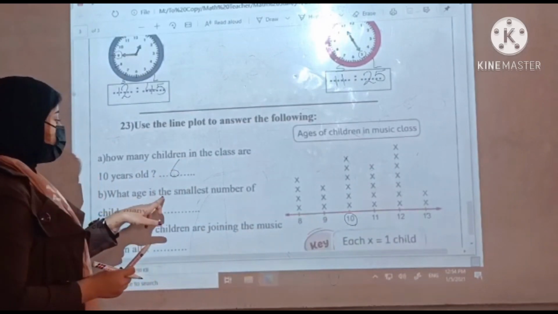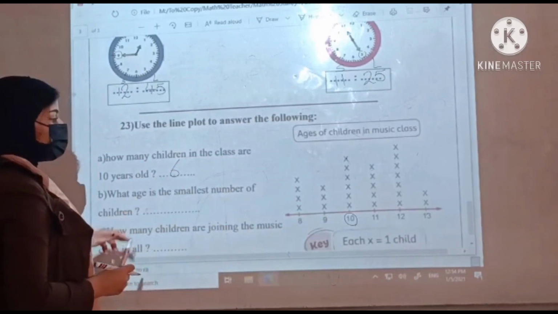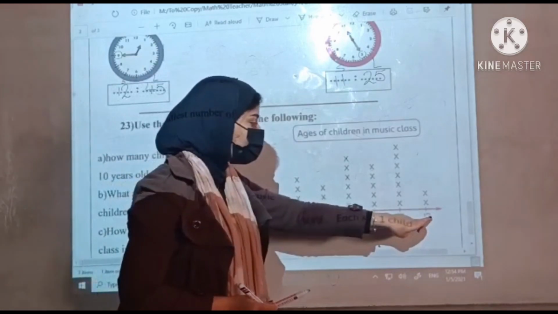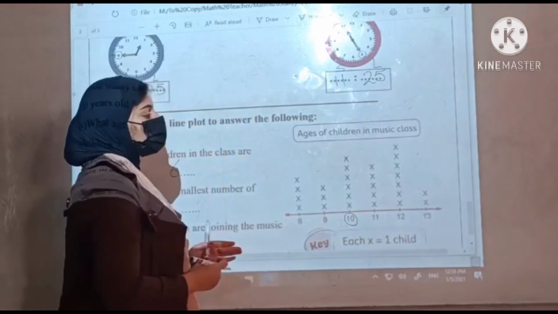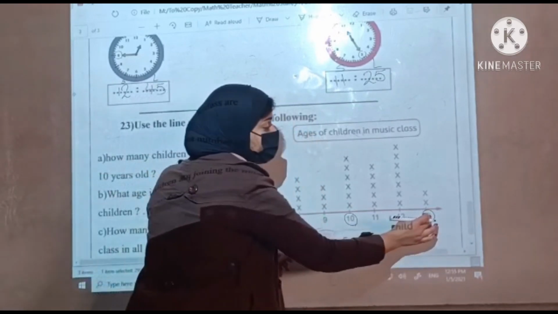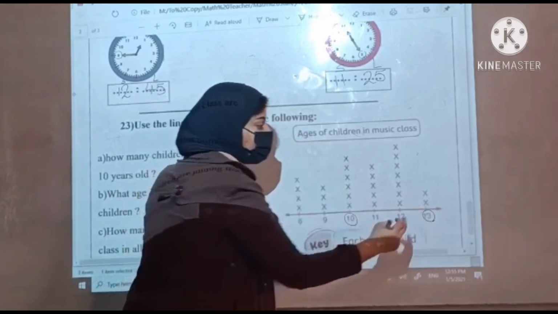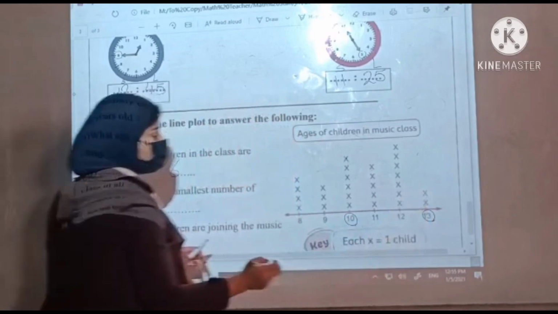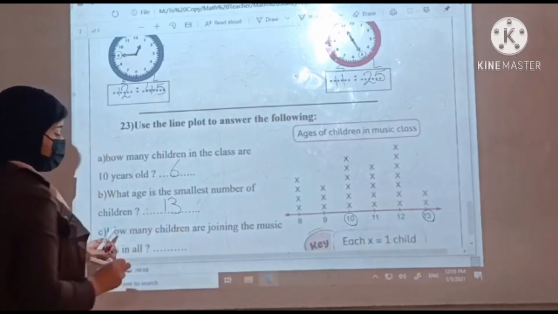Here, what age has the smallest number of children? Which one? Which age from those is the smallest one? It will be age 13 because age 13 has only 2 students. So it will be 13.